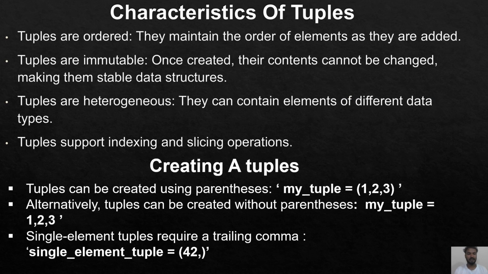Characteristics of tuples. Tuples are ordered. They maintain the order of elements as they are added. Tuples are immutable. Once created, their content cannot be changed, making them a stable data structure. Tuples are heterogeneous. They can contain elements of different data types. Tuples support indexing and slicing operations.